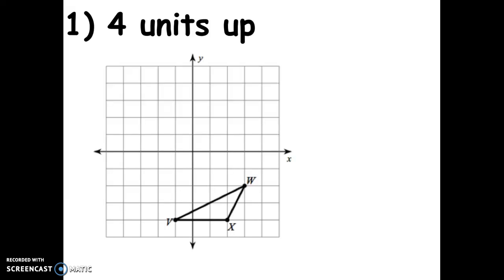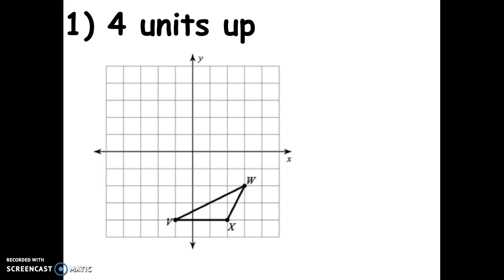Graph the image of the figure using the transformation given. So here we are given a figure and we're also given a transformation, 4 units up. So what we will need to do is simply shift this figure 4 units up.